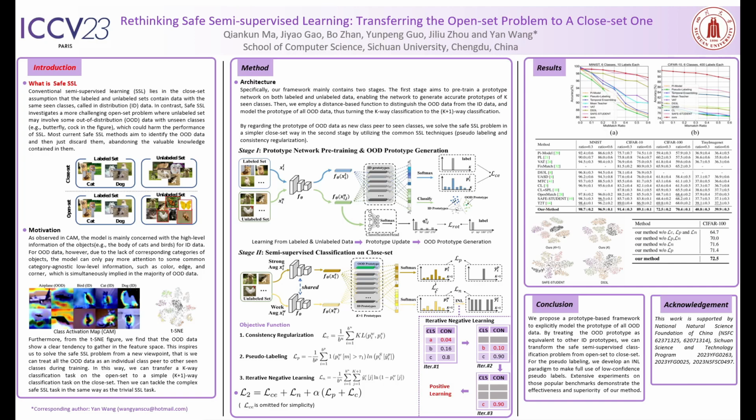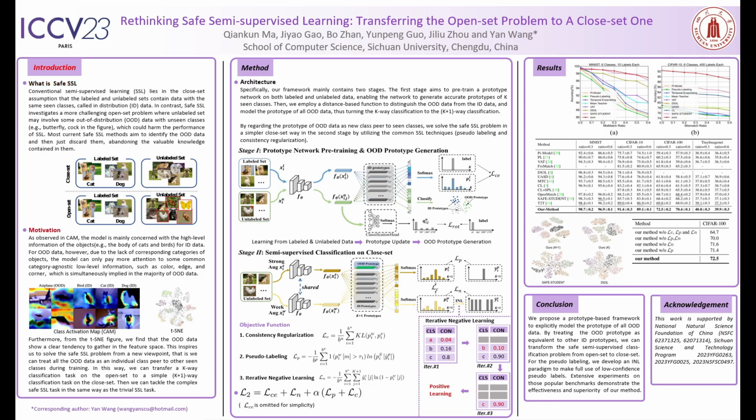In contrast, Safe SSL investigates a more challenging and realistic open set problem, where the unlabeled set contains some out-of-distribution data with unseen classes. For example, butterfly and rooster in the figure. Most current Safe SSL methods aim to identify the OOD data and then just discard them.